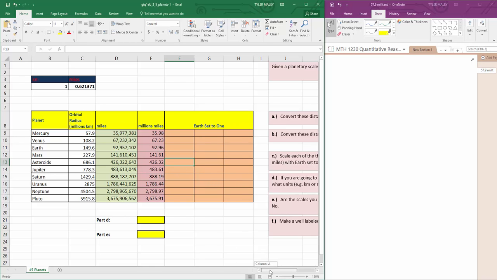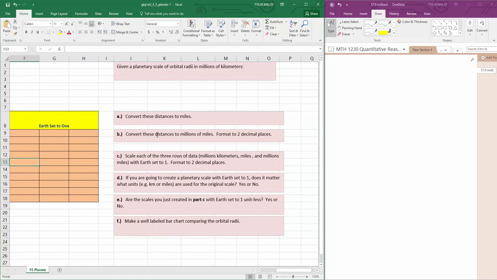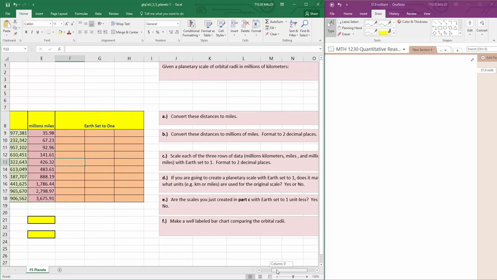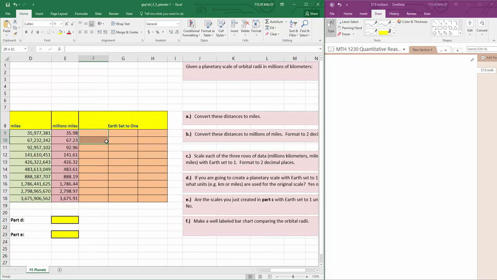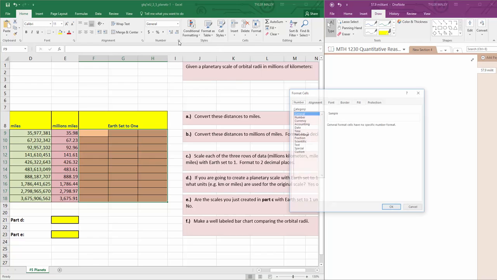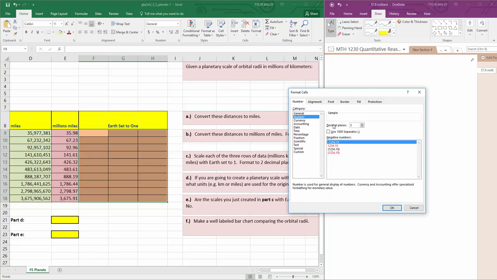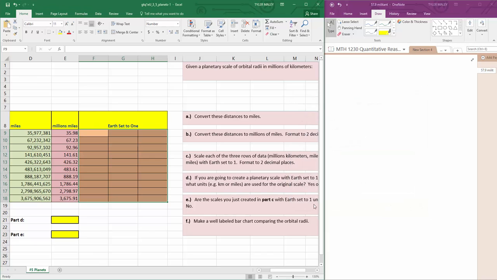So let's see, we've done part A, done part B. So now part C is where we're scaling the 3 rows of data where Earth is set to 1. And I want 2 decimal places here also. So what I would do is highlight this range where I'm going to be inputting, and I'm going to go here and format. Make this a number format with the 1,000 comma separator and 2 decimal places, right? So I'm going to hit OK. That way I don't have to worry about all those numbers. It's already going to be formatted the way I would like.